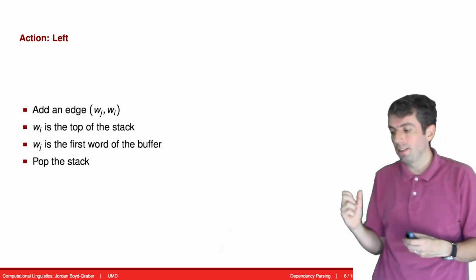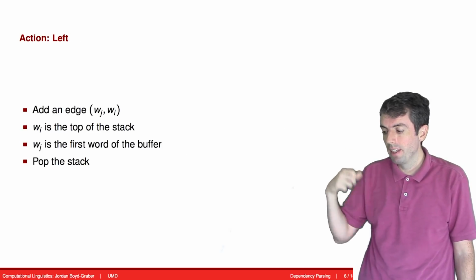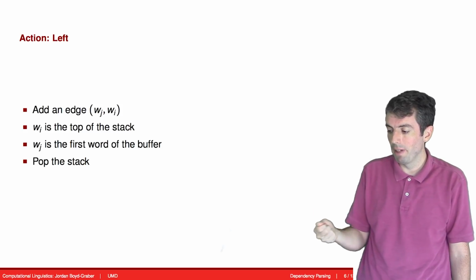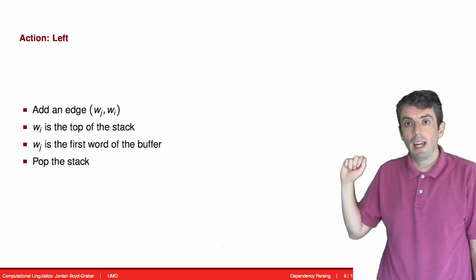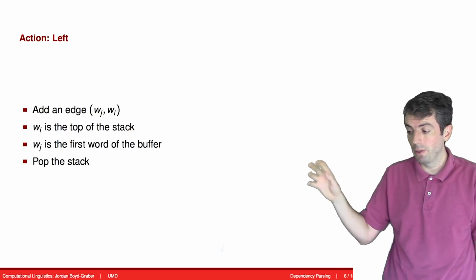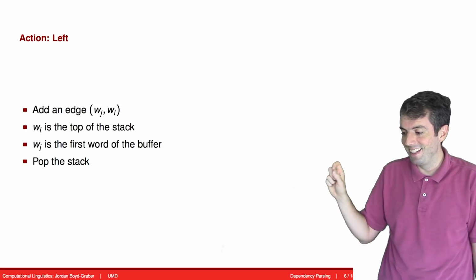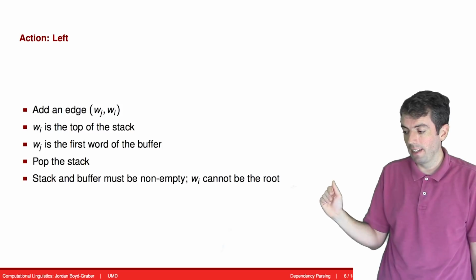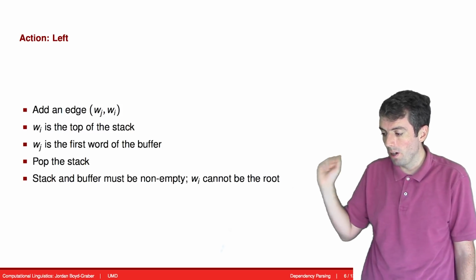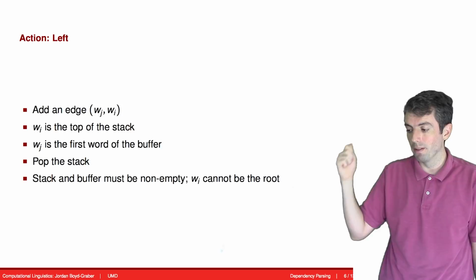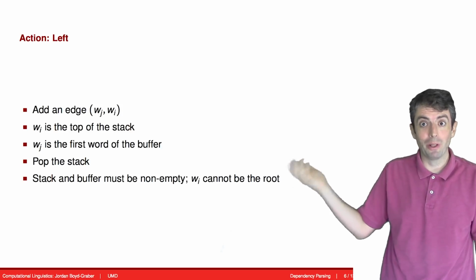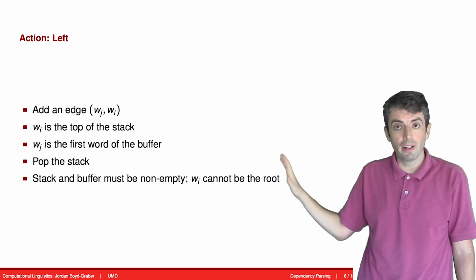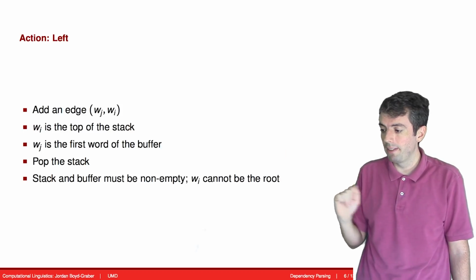So in the left action, you add an edge from the top of the stack to the top of the buffer, and then you pop the stack. And because you're creating an edge between something on the stack and the buffer, the stack can't be empty, neither can the buffer, and you also can't have the child be the root. Otherwise, the root would no longer be the root because you have an edge going to the root. So these are the conditions that have to be true for the left action.